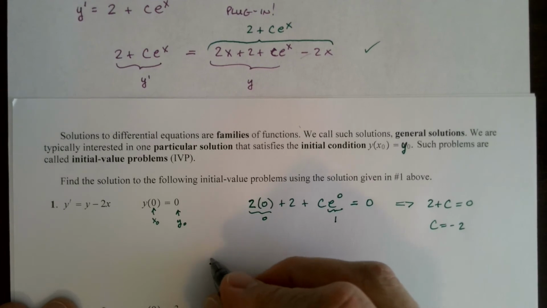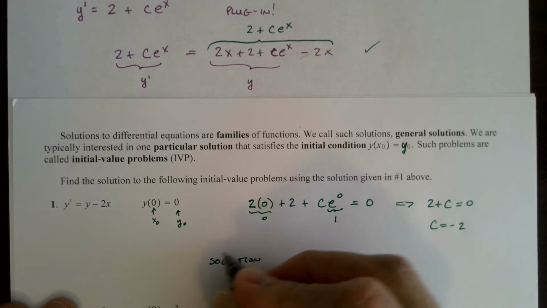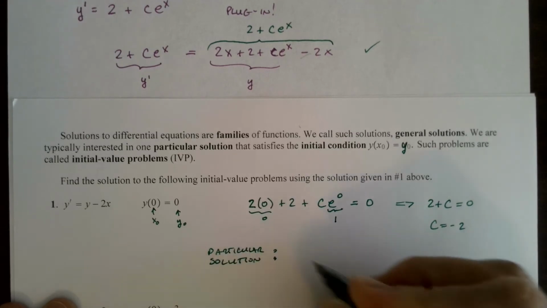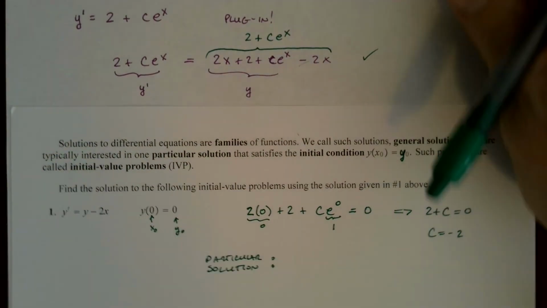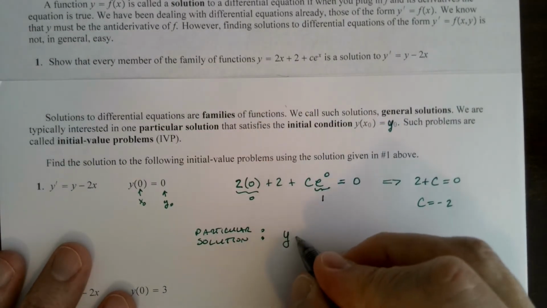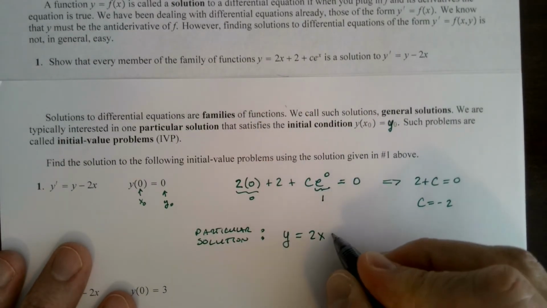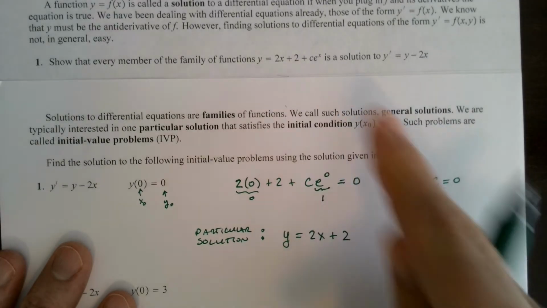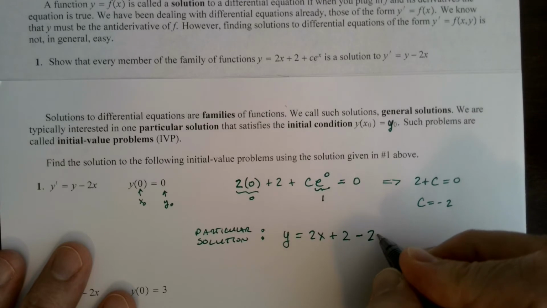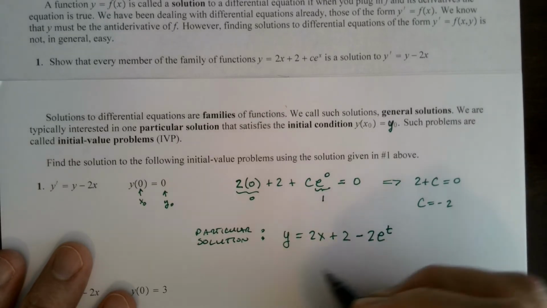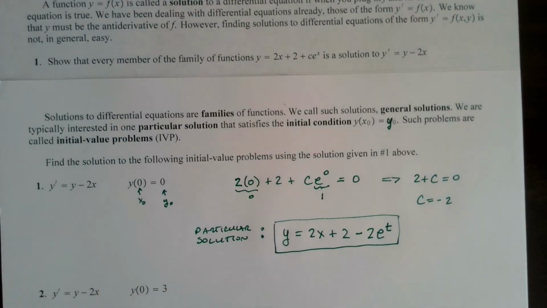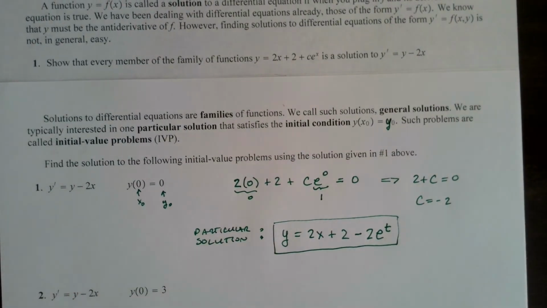So the particular solution is, writing it out, y is equal to 2x plus 2 plus c, but c is negative 2, so minus 2 e to the t, and that's the particular solution. So the value of c is -2. So that's the particular solution we're looking for.